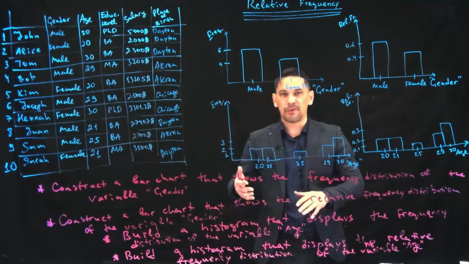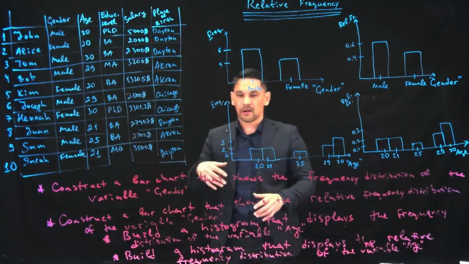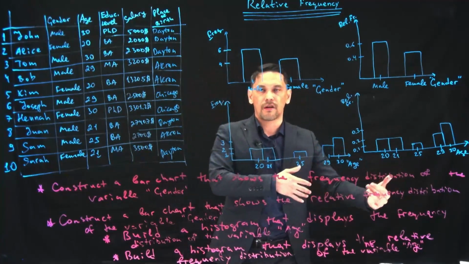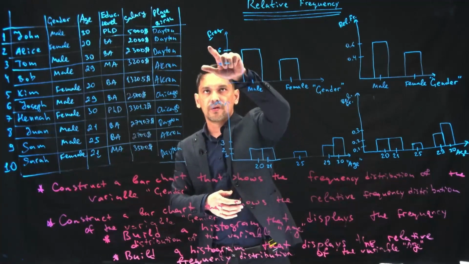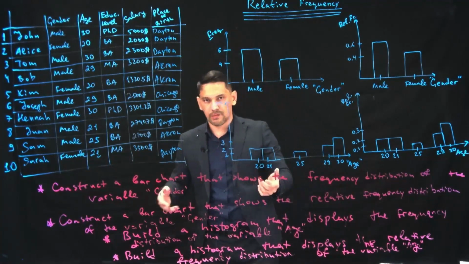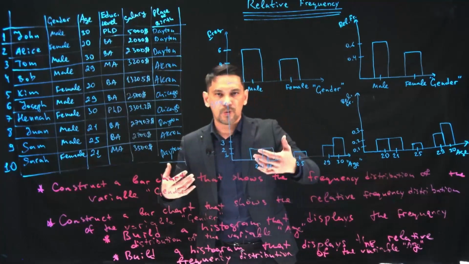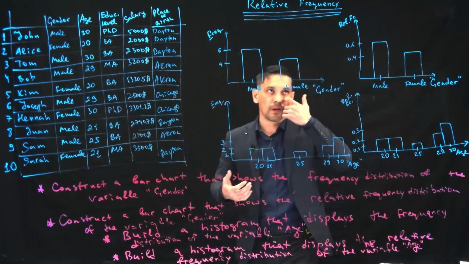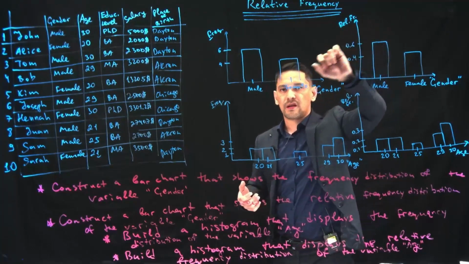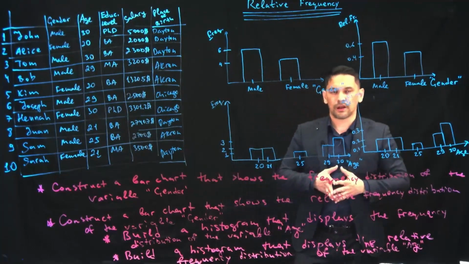Again, if I say build a bar chart or a histogram that shows the frequency distribution of some kind of a variable, then make sure the y-axis shows frequencies. But if I say build a bar chart or a histogram that shows the relative frequency distribution of some kind of a variable, then make sure that the y-axis shows relative frequencies, not just frequencies. Okay?